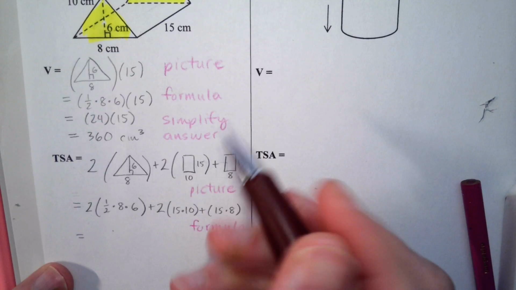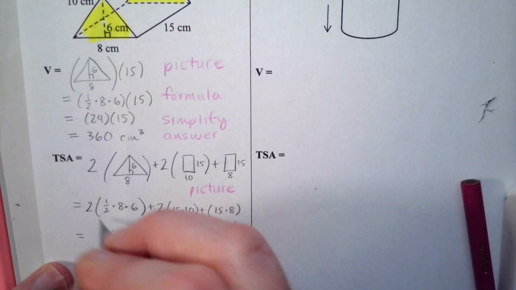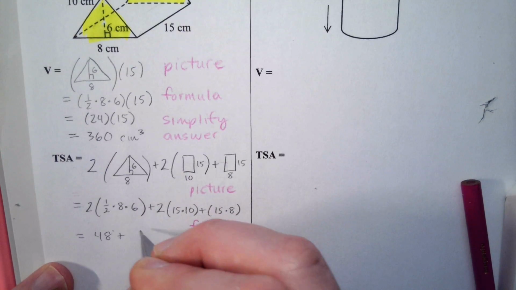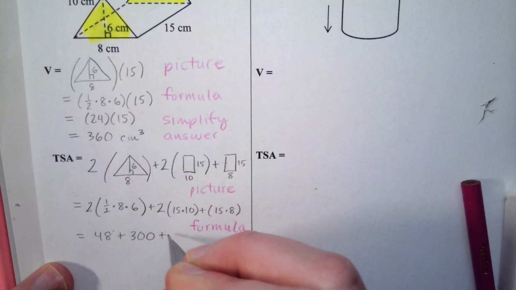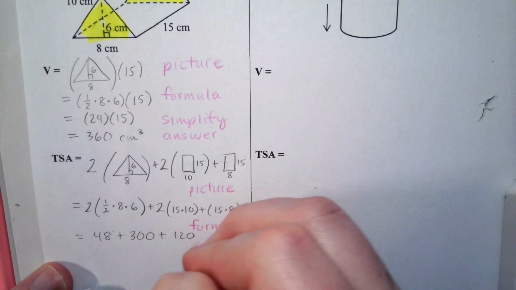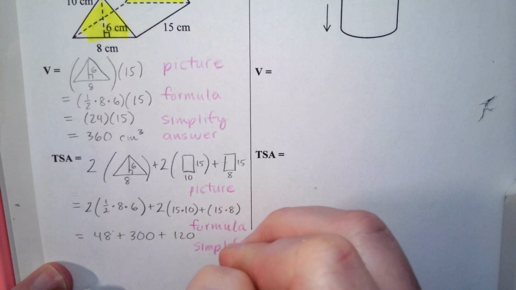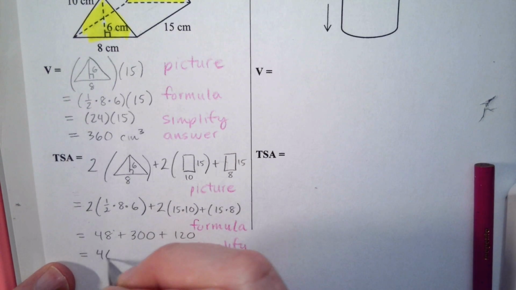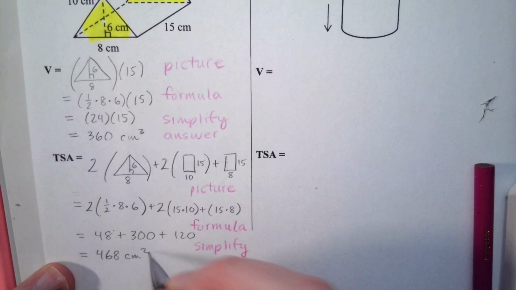Third step is to simplify. So this first expression becomes 48. This middle one cleans up to be 300. And the last one is 120. So this is our simplify step. Okay, and lastly, the answer, 468 square centimeters.